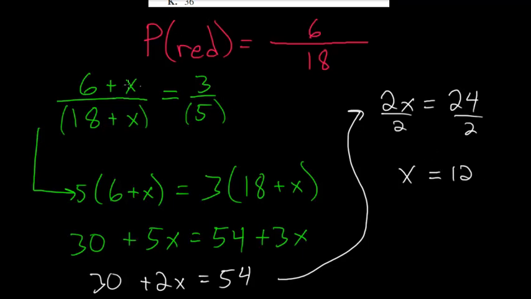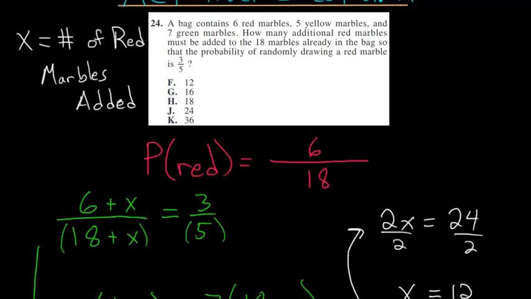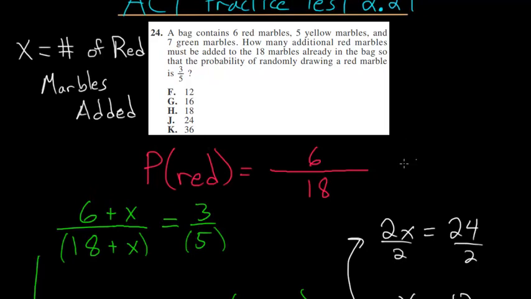So if we add 12 red marbles to the bag, then that will increase the probability of finding a red marble to 3/5. And you can test this, because if we added 12 red marbles, then this probability becomes 6 plus 12, which is 18, divided by 18 plus 12, which is 30, and 18/30ths, if you simplify this, you do get back 3/5. So 12, which you can see is choice letter F, would be our final answer.